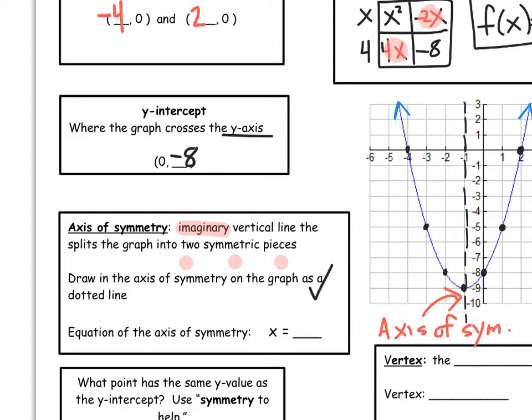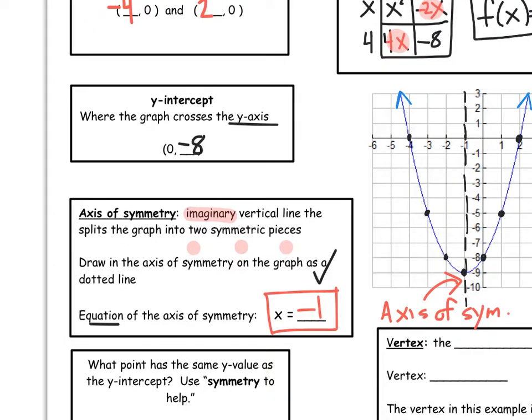And here we write the equation. The equation of a vertical line is always x equals some number. Our number is, if you trace this vertical line, where it crosses the x-axis, it's negative 1. So our equation is x equals negative 1.